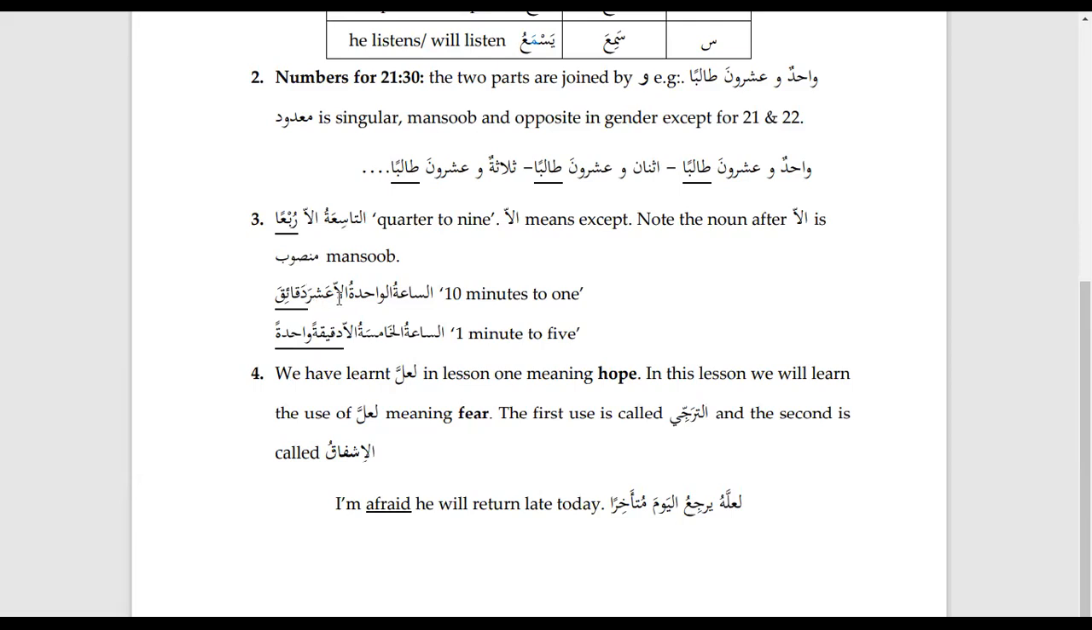So we will use illa, and then after that we can say rub'an and illa thuluthan, if you remember, 20 minutes to 9 o'clock. After illa, every noun or only in case of time? Well, there is a debate about it, which we will learn in book number 3, but normally after illa, the noun is mansub, if we don't have a negative before illa.